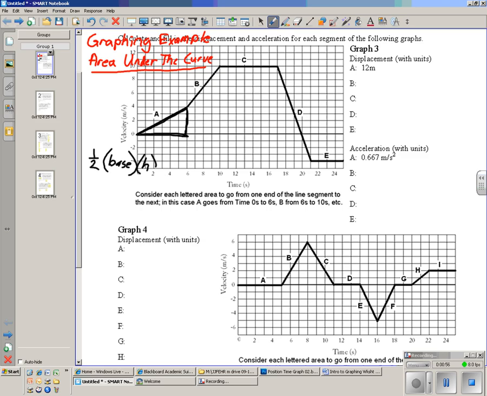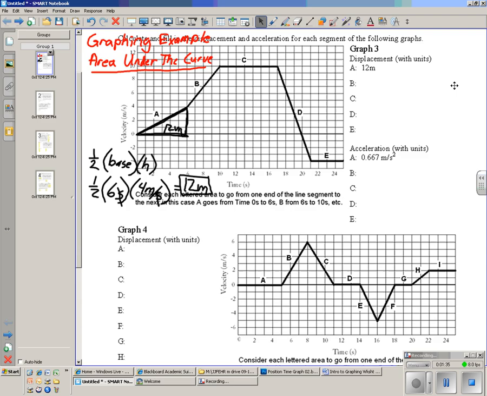times the height. In this case, it would be 1/2 times 6 seconds, which is the base, and then the height would be 4 meters per second. I can easily do this in my head. 6 times 4 is 24, then times 1/2 is going to be 12. However, I've got to also pay attention to the units. It's going to be 12, and then the seconds cancel out, and I'm going to be left with meters. So 12 meters for part A.